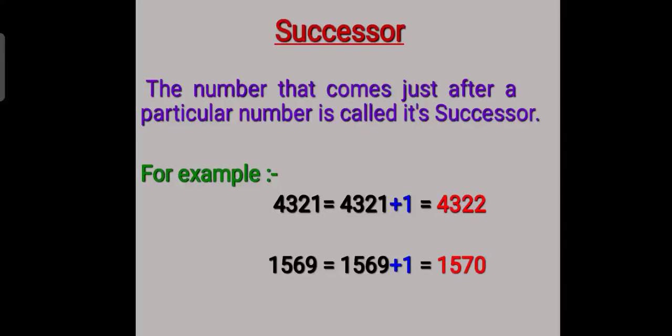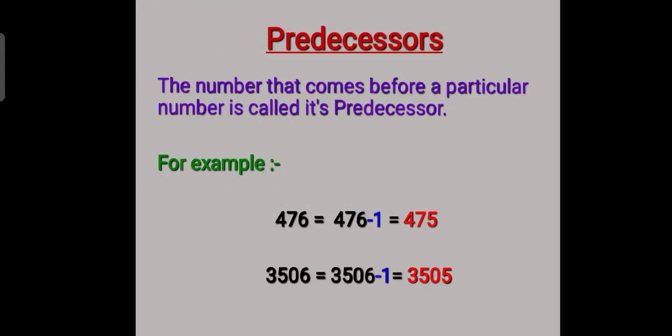So the successor of 4321 is 4321 plus 1, and we get 4322. So the successor of 4321 is 4322. Now I have taken one more example. The number is 1569. Then what can we do? We will add 1. So the successor of 1569 is 1569 plus 1 and we get 1570. So the successor of 1569 is 1570.